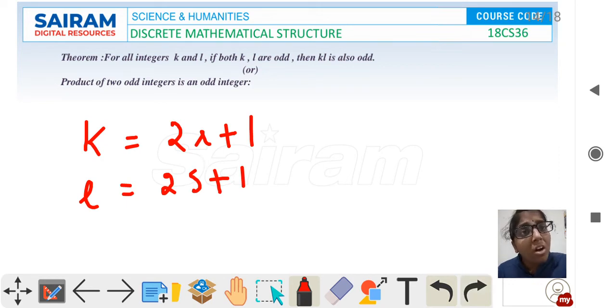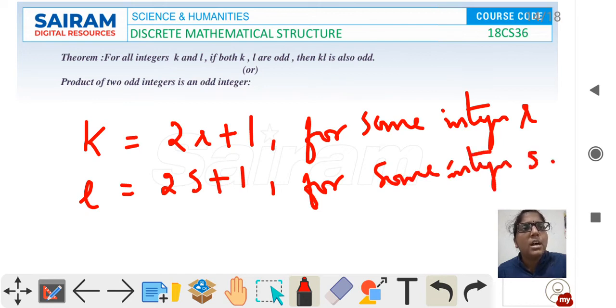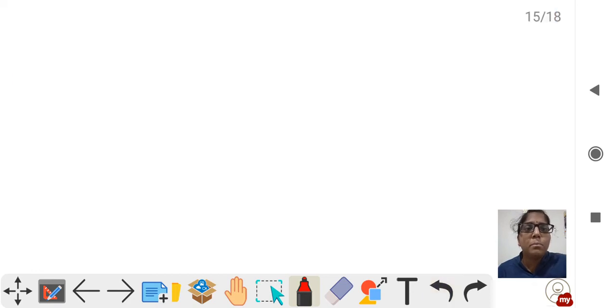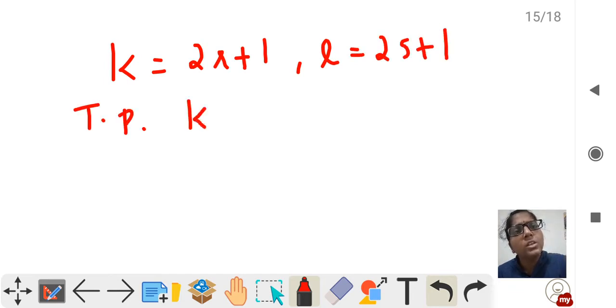Okay, so what is r? You have to mention it is an integer. For some integer r, k is an odd number, right? So for some integer r and for some integer s, what we have to prove is kl is also an odd number. So here we have k as an odd number and l as an odd number. What we have to prove is kl is also odd. K into l, it is multiplication.